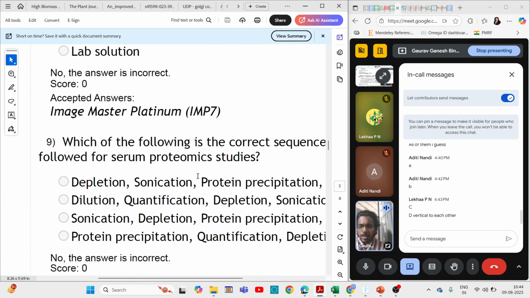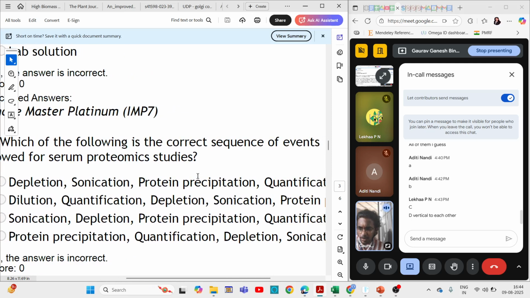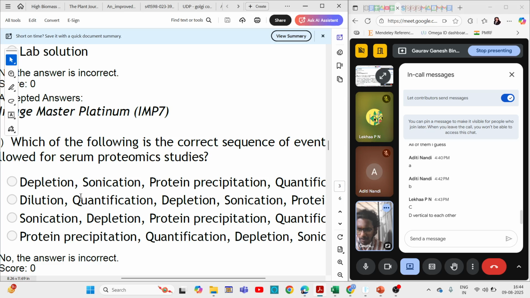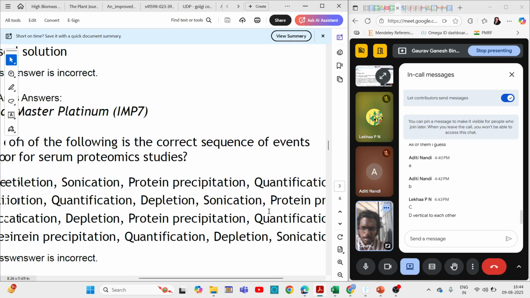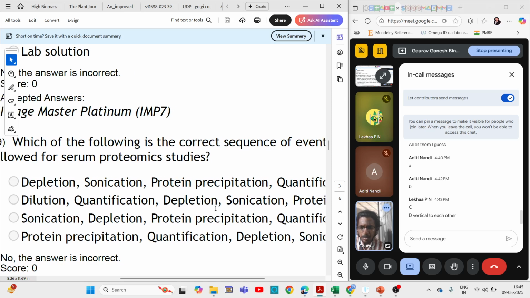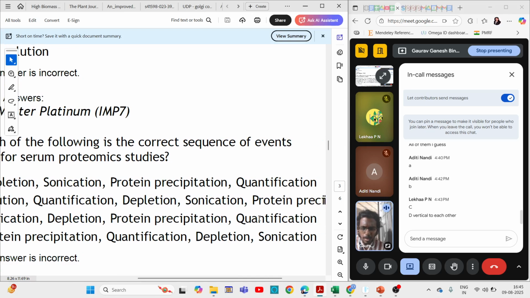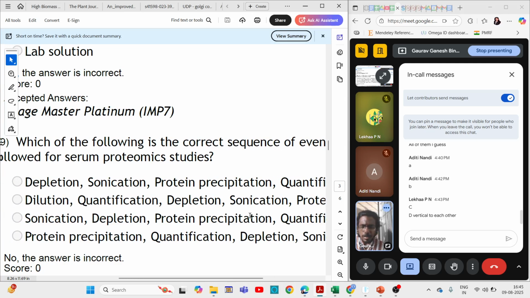Which of the following is the correct sequence of events followed for serum proteomics? Just look at it. Obviously, we need to do the initial steps and we'll quantify later. So it can be either the first answer or the third answer. So what do you think? As I just gave one of the hints, quantification will obviously be the last step, right? Then there should be some initial steps. Which one will you generally do?